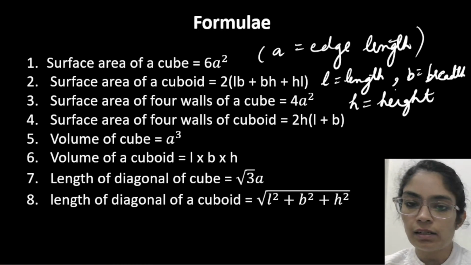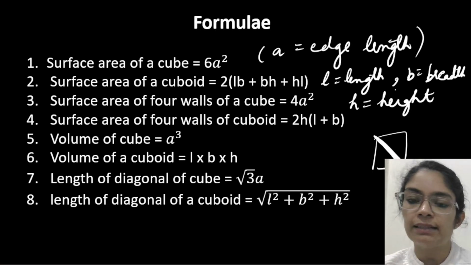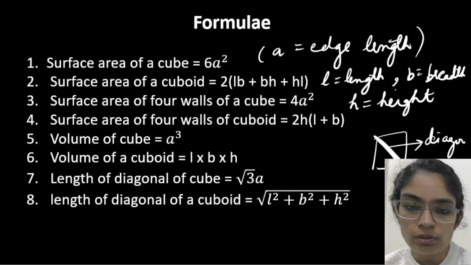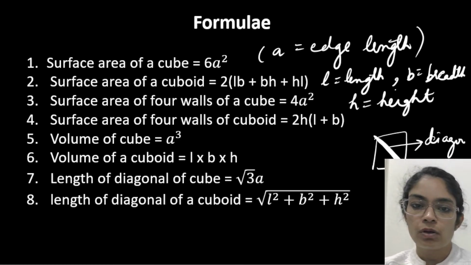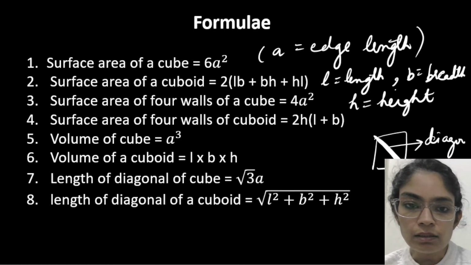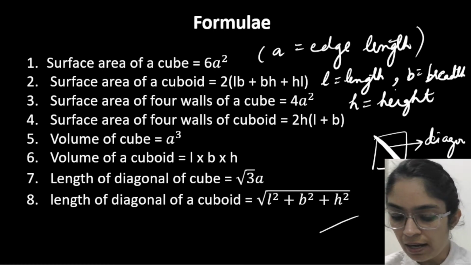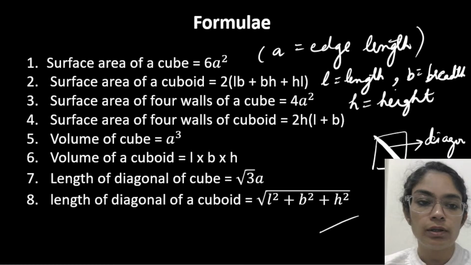So the length of the diagonal of the cube. If I show one face corner to corner, when we join the line, this is known as a diagonal. So the length of the diagonal of a cube is root 3 times a. The length of the diagonal of a cuboid is the square root of L square plus B square plus H square. So these are the formulas which we are going to use.